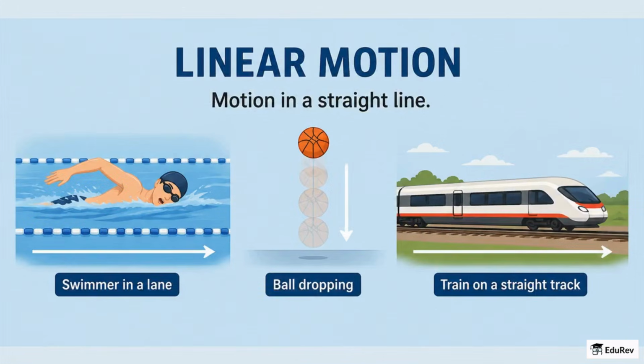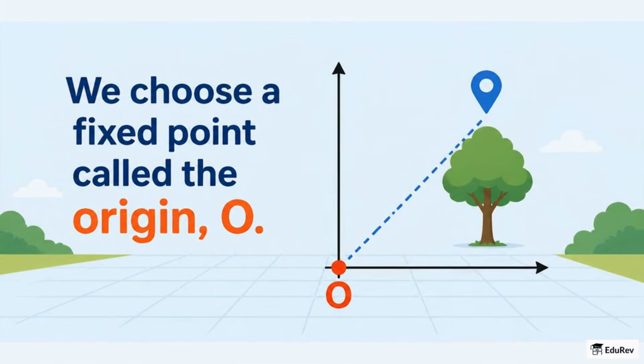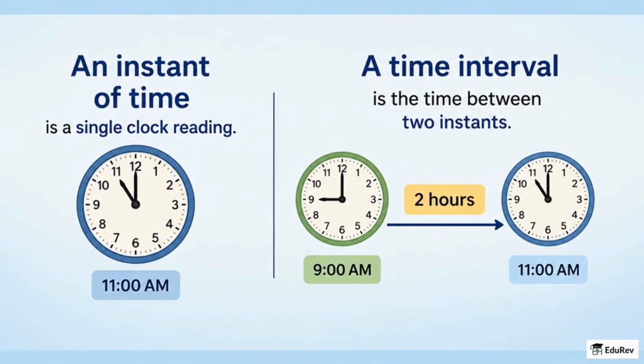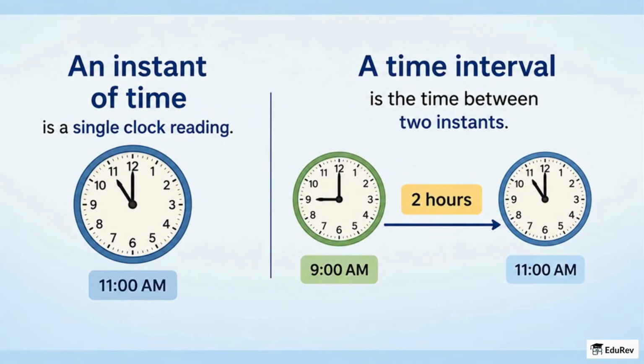Motion in a straight line is called linear motion. For example, a swimmer in a lane, a ball dropping, or a train on a straight track. To describe where an object is, we pick a fixed point called the reference point or origin, O. The position of the object is its distance and direction from this origin at any instant of time. An instant of time is just a single clock reading, and a time interval is the time between two instants.